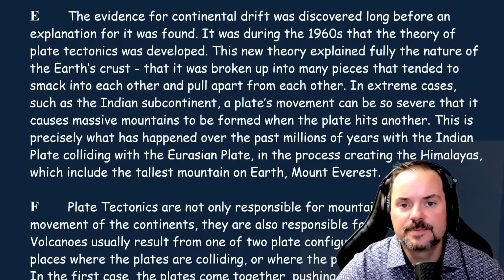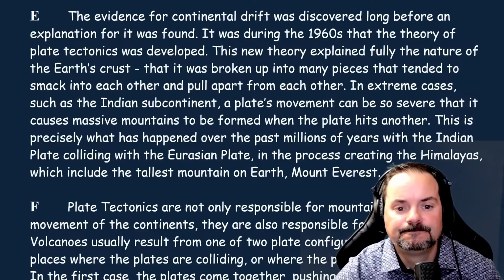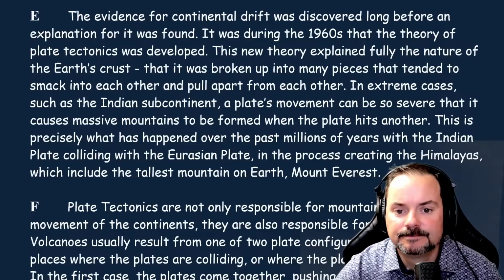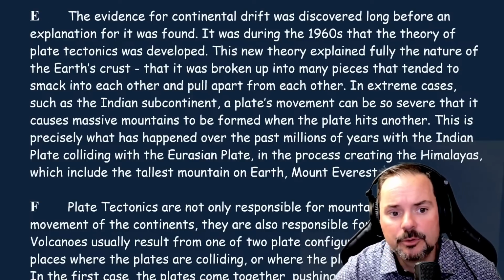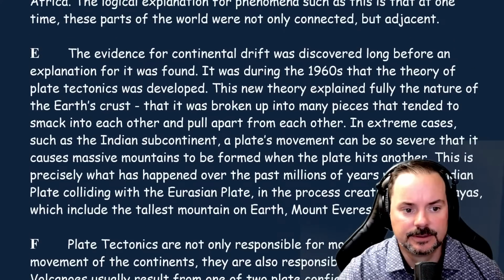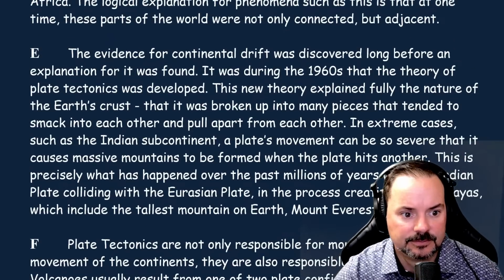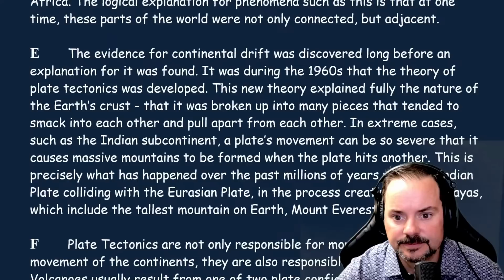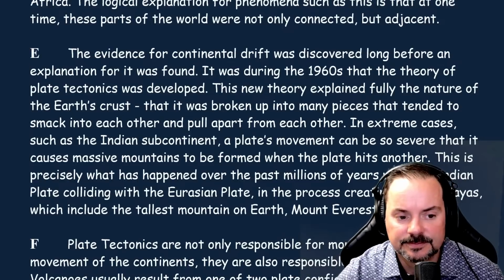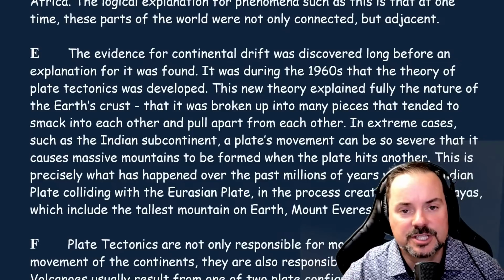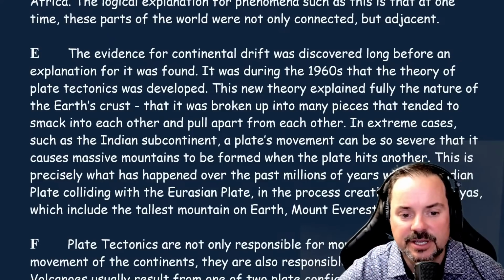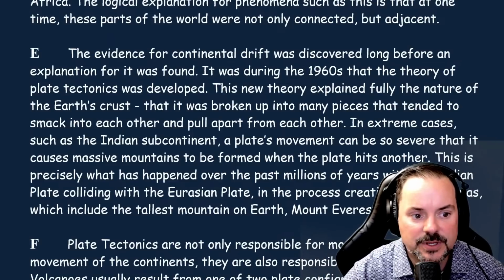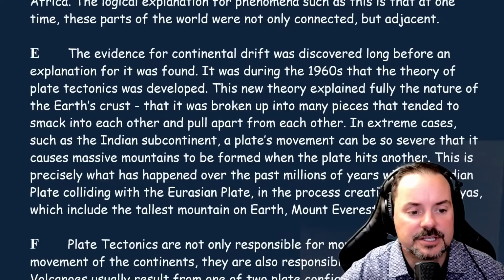Okay, great. What is this paragraph about? It's about movement of tectonic plates and formation of mountains. Okay, not bad. Read the first sentence for me one more time. The evidence for continental drift was discovered long before an explanation for it was found. Okay, read the next sentence. It was during the 1960s that the theory of plate tectonics was developed. Okay, so if you can only say what this paragraph is about in 2 words, what are the 2 words that explain this paragraph? It's in those 2 sentences. There are 2 words in there that basically tell you what this paragraph is.